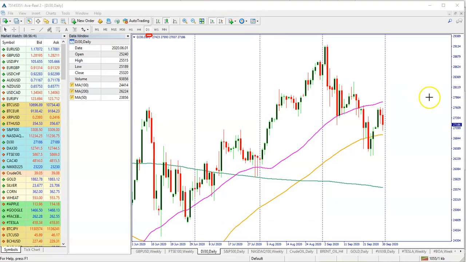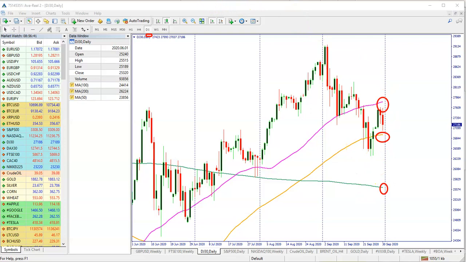First of all, right over here is your 50-day moving average. This is your 100-day moving average, and this is your 200-day moving average. Basically, the average price for the Dow for a number of days. So this is the average price for 50 days, average price for 100 days, and then 200 days.